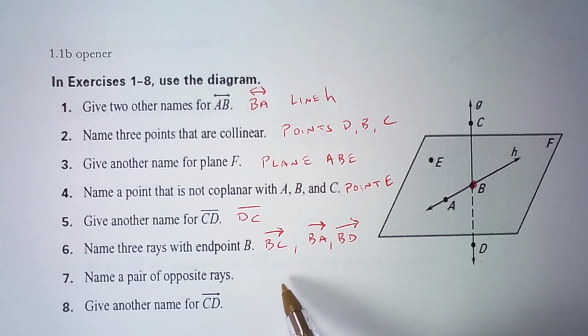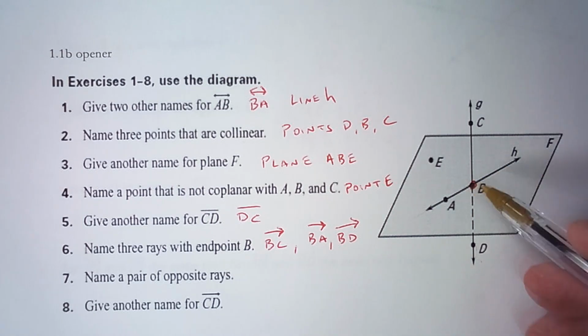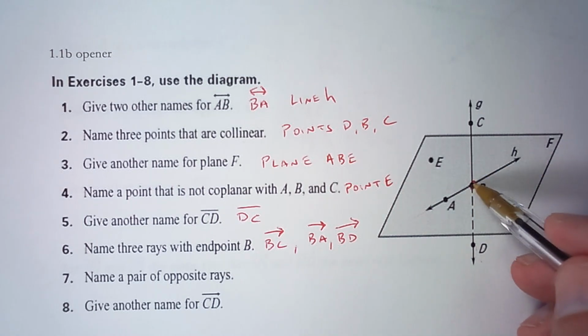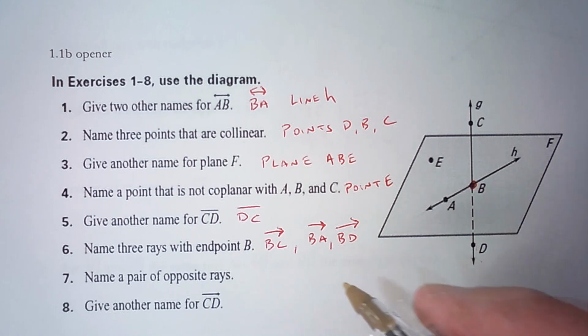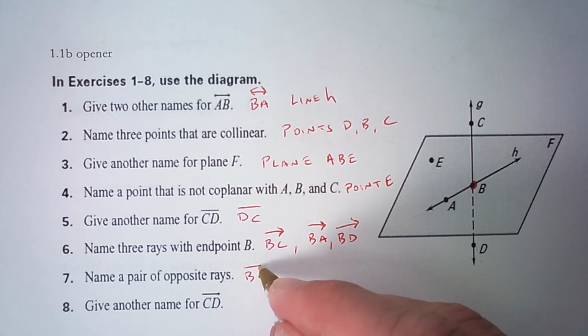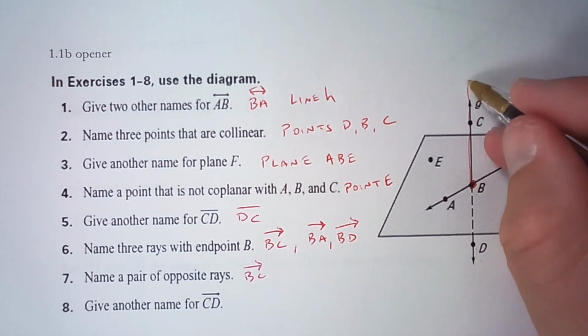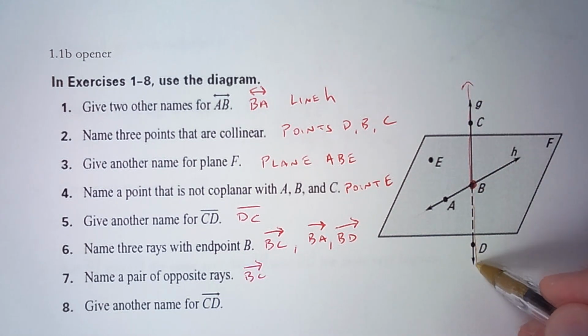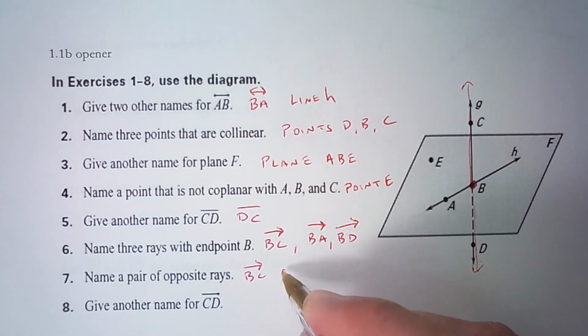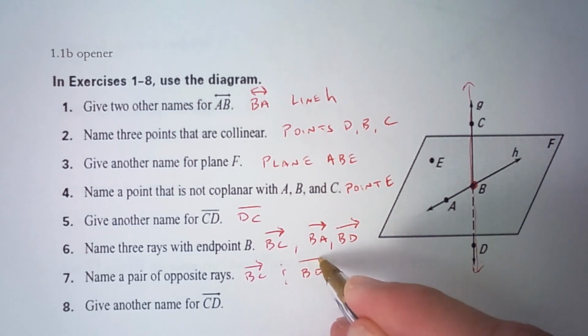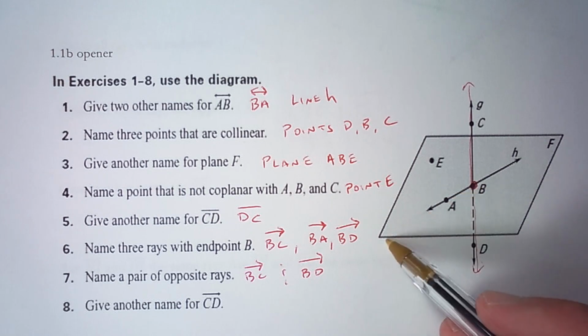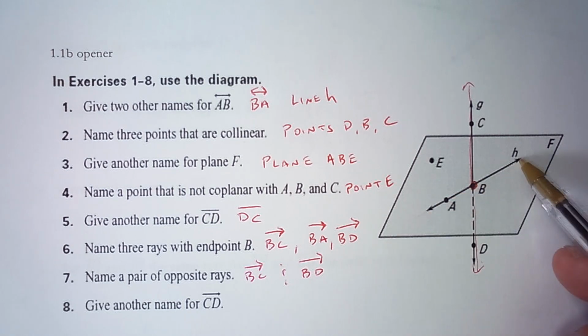A pair of opposite rays. Okay, remember they have to have the same endpoint, so we're going to use endpoint B, and they have to go exactly the opposite direction. Like ray BC goes this way forever, and ray BD goes exactly the opposite. I can't use ray BA because opposite of that, there's no point over here. H isn't a point, it's just a label.